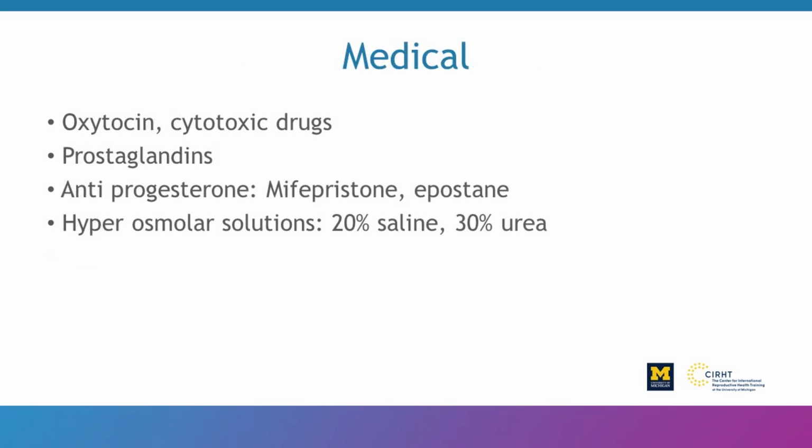So these are the different options of medical methods. We can use oxytocin, cytotoxic drugs, different types of prostaglandins, misoprostol, or solutions like 20% saline and 30% urea. But recently, it is prostaglandins and antiprogesterones which are considered an appropriate method of termination of pregnancy, because these methods have a very high success rate and a very low risk of complications.